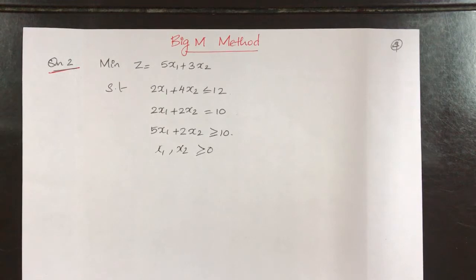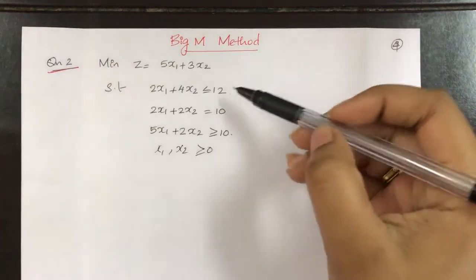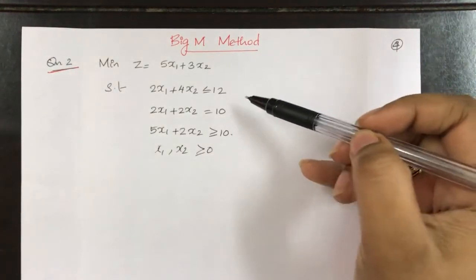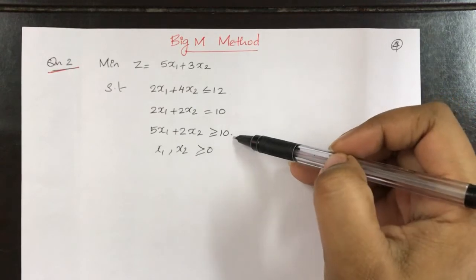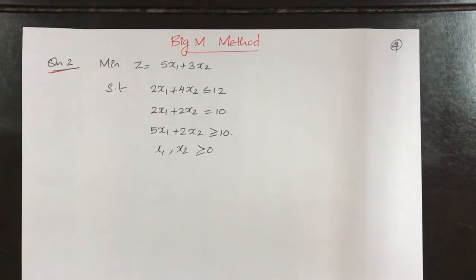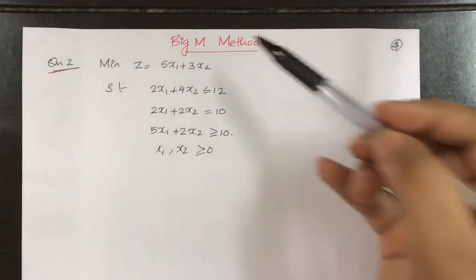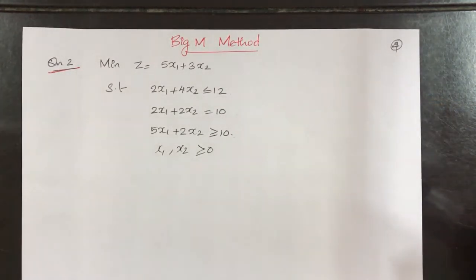In the last video, we were discussing the Big M method, but it had only greater than or equal to constraints. In this question, it has less than or equal to constraints, equations, and greater than or equal to constraints. Actually, this is a mix of different types of constraints. So we are going to solve this, and the objective function is of minimizing type. We need to make it maximizing.